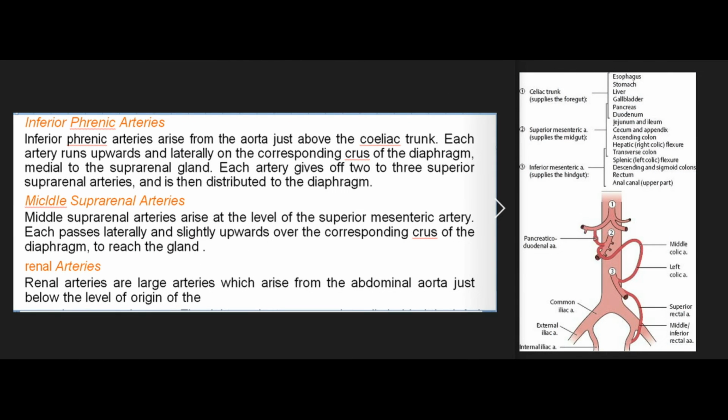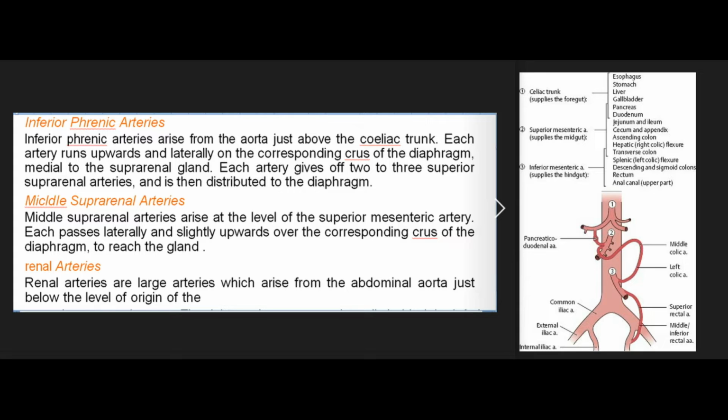Inferior phrenic arteries. Inferior phrenic arteries arise from the aorta just above the coeliac trunk. Each artery runs upwards and laterally on the corresponding crus of the diaphragm, medial to the suprarenal gland. Each artery gives off 2 to 3 superior suprarenal arteries, and is then distributed to the diaphragm.